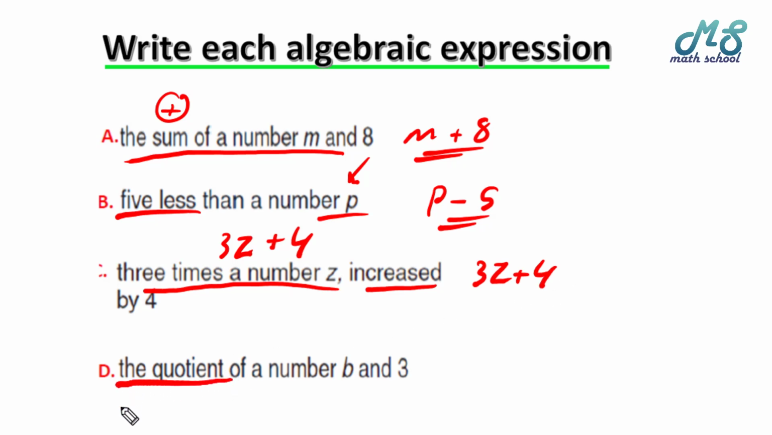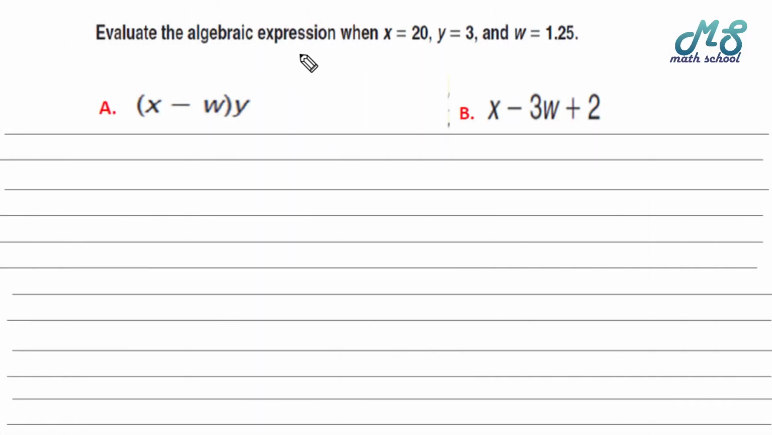The quotient of a number b and 3. Quotient means divided by. So write b first. So we can write it as b divided by 3 or b over 3. So don't forget guys, if we have a word expression, we can write the algebraic expression using the variables listed in the expression. Next, evaluate the algebraic expression when x equals 20, y equals 3, and w equals 1.25.